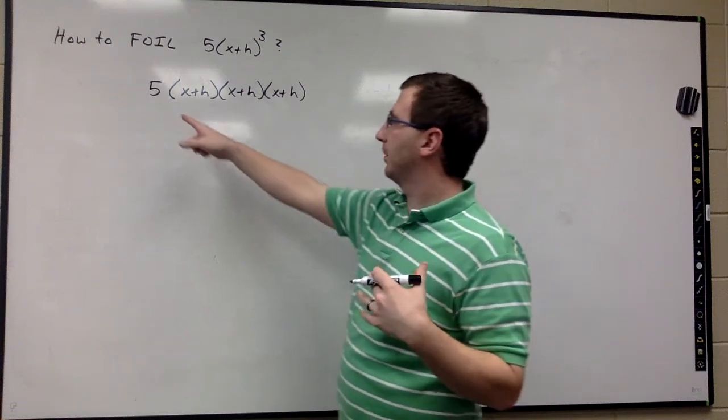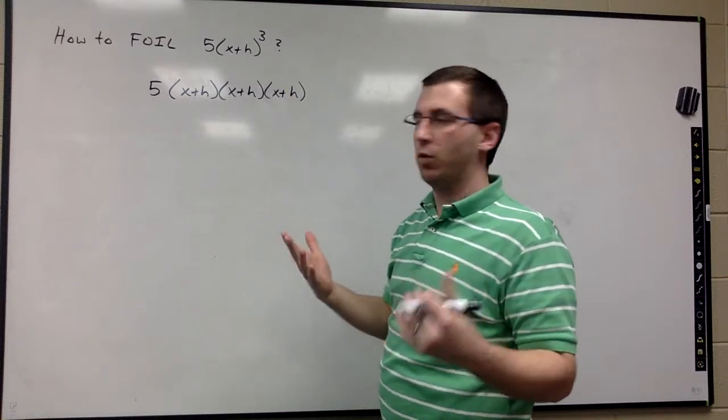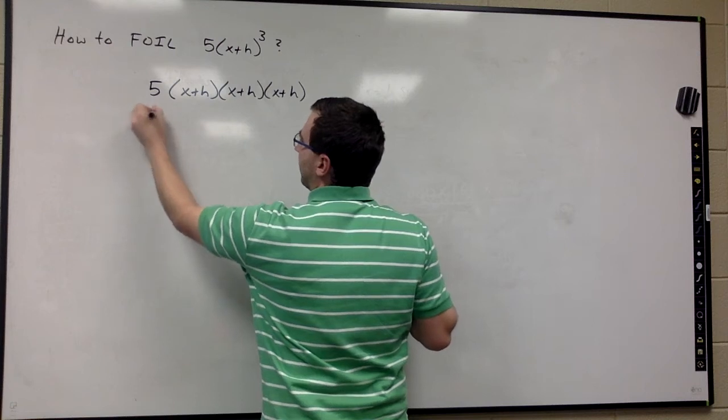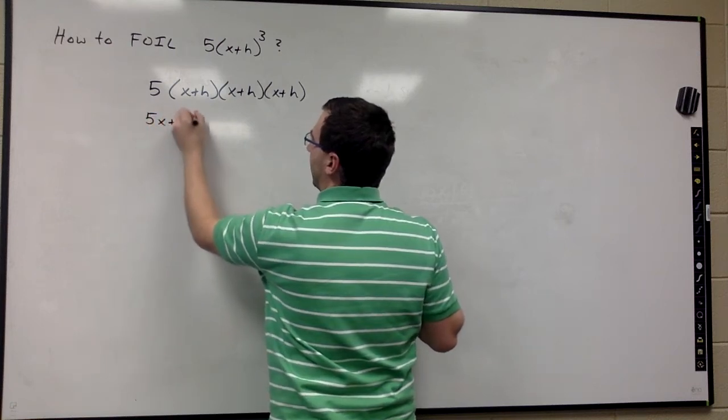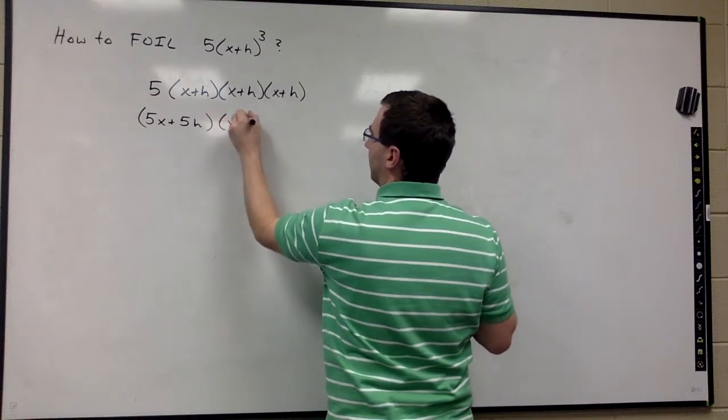I'm going to multiply this 5 into this parentheses just to have one less thing to worry about. So I'm going to multiply 5 into this parentheses, and that would be 5x plus 5h. And then I still have these two guys left over, so I'm going to bring those on down.